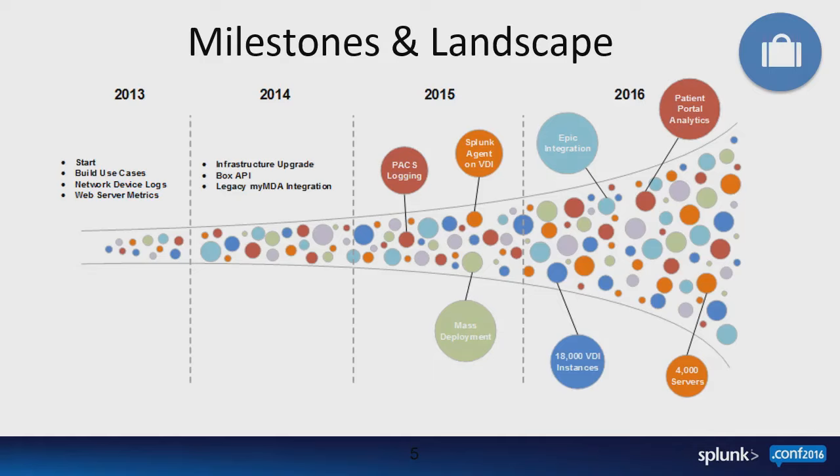And when 2015 came around, we started to target bigger initiatives. We started with the PACS logging, which are specialized workstations for a radiology group. We also started our mass deployment of the agent. We wanted to be able to onboard the entire infrastructure of servers at MD Anderson, where we needed a strategy for it. At the same time, we put the Splunk agent on the VDI, which Jeff's going to talk about. It's another project within the EHR.